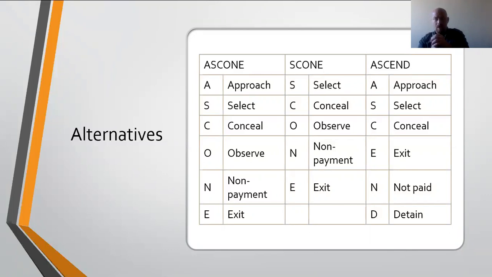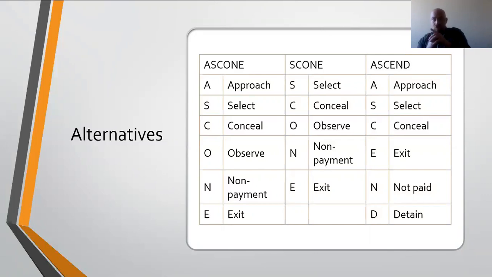The other one then that's quite common is ASCEND, which is approach, select, conceal, exit, not paid, and detain. Now, I've got a couple of issues with this. One, exit should be the final stage. That's the transfer of control is the final stage. And lastly, the detain in there. Now, I've used this over the years. I've seen it used and it can work quite well. The issue I have with it is the use of the word detain at the end of the process.